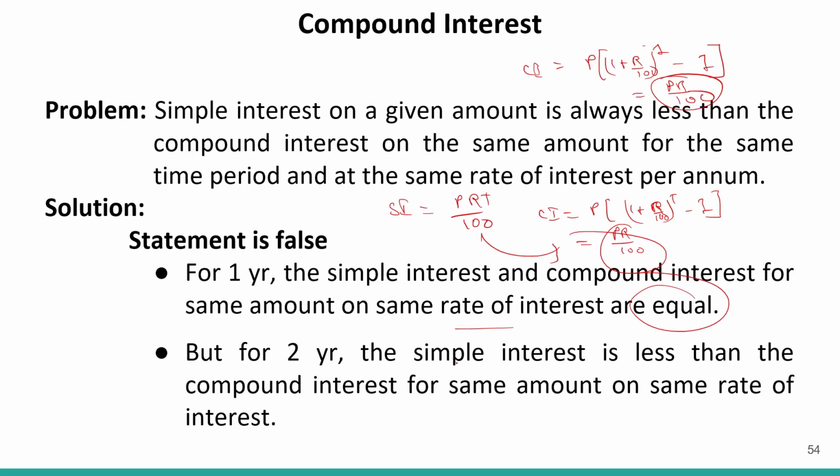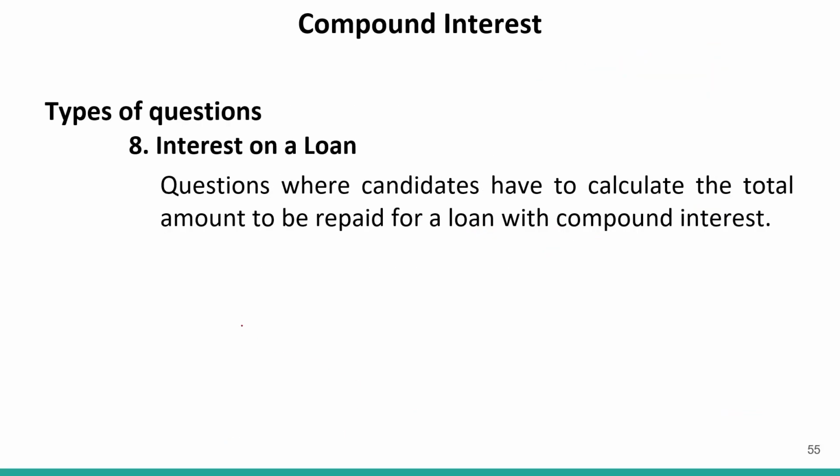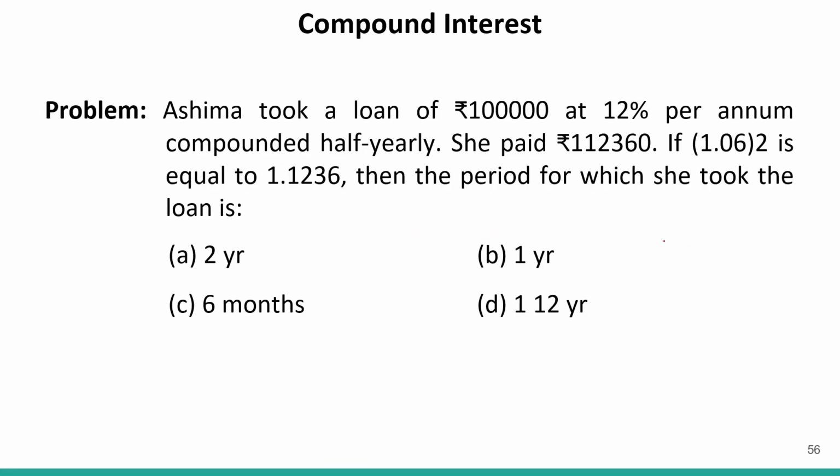But for 2 years, the simple interest is always less than the compound interest for the same amount on the same rate of interest. Okay. Well, let's see the 8th kind of question, that is interest rate on a loan. So questions where candidates have to calculate the total amount to be repaid for a loan with compound interest, where you take the compounding effect into account.